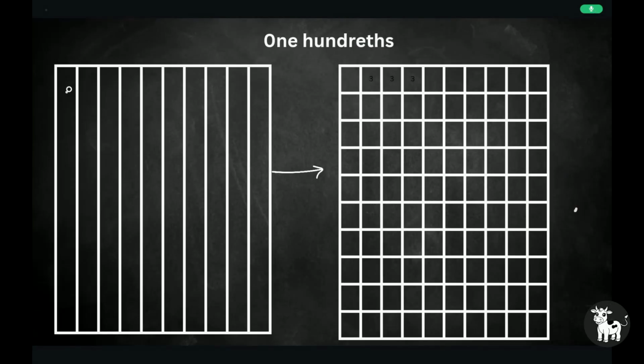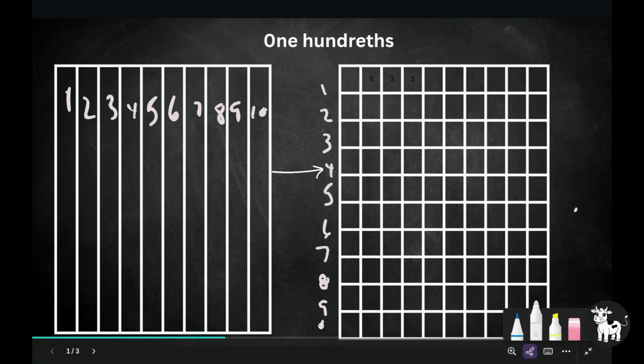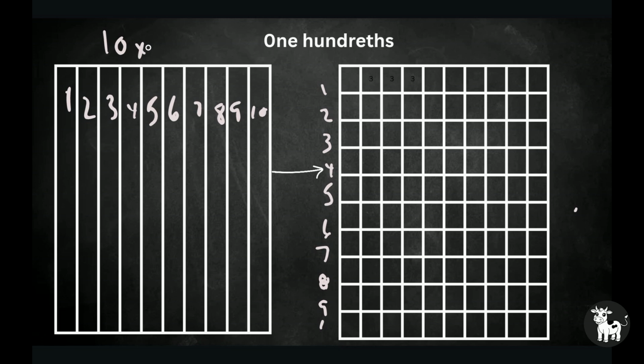We have tenths here. We have it divided into 10 parts. But now what if we divide these 10 parts into 10 more? And we can do this. Notice that we have 1, 2, 3, 4, 5, 6, 7, 8, 9, 10. So if you multiply 10 times 10, we have 100 parts. So that is what a hundredth is. We divided the tenths into hundredths.